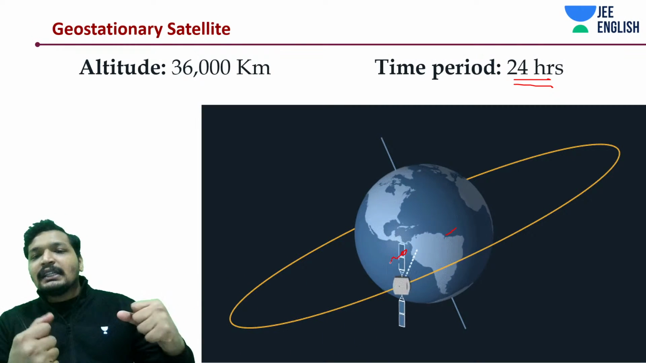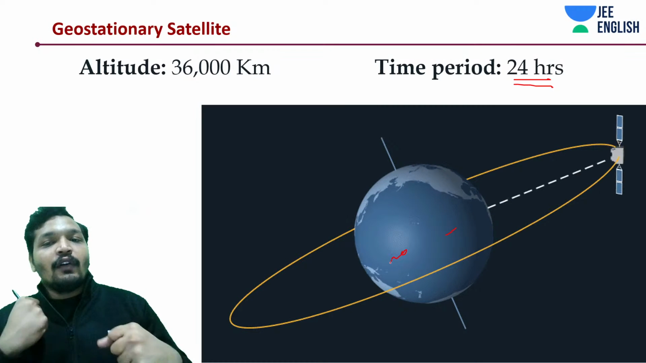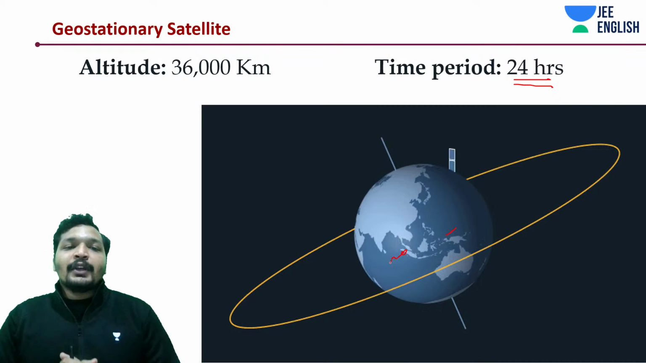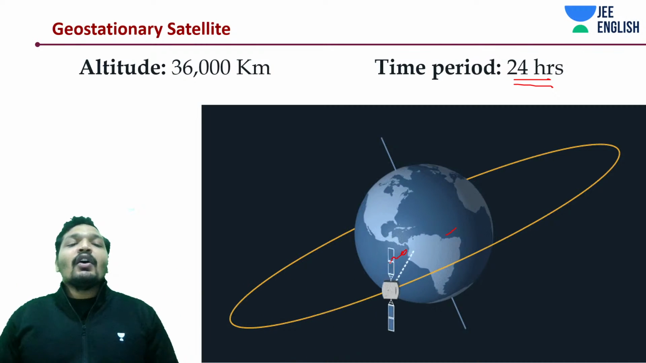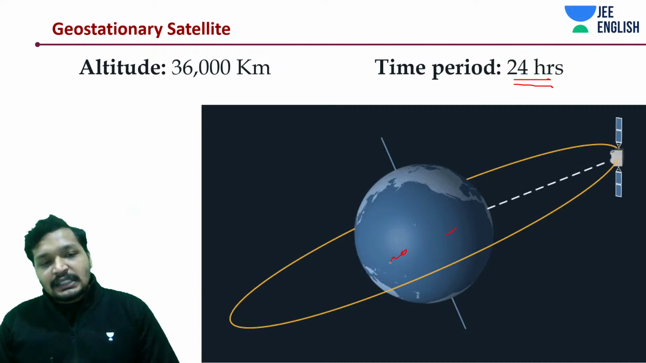Basically, it is matching the time period of rotation of Earth. So the position is going to be constant. It's going to appear to you as stationary. Hence, we call this a geostationary satellite.